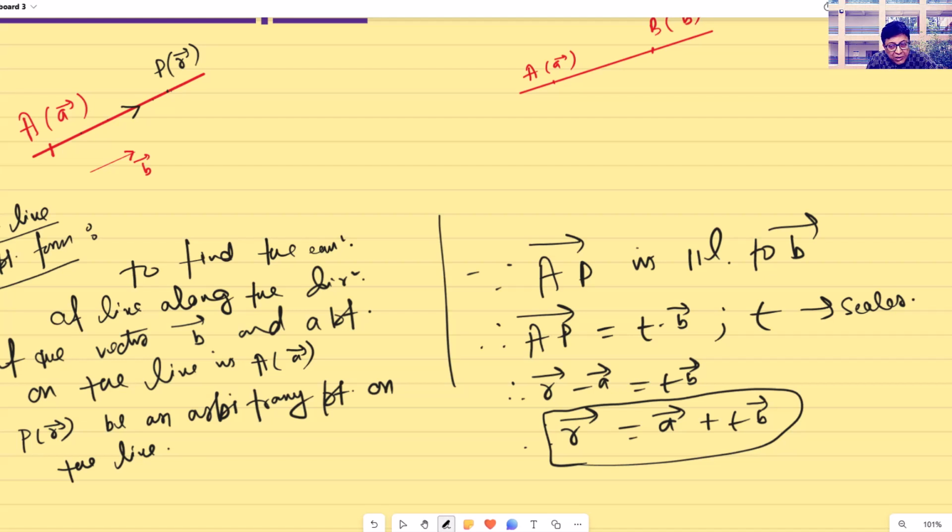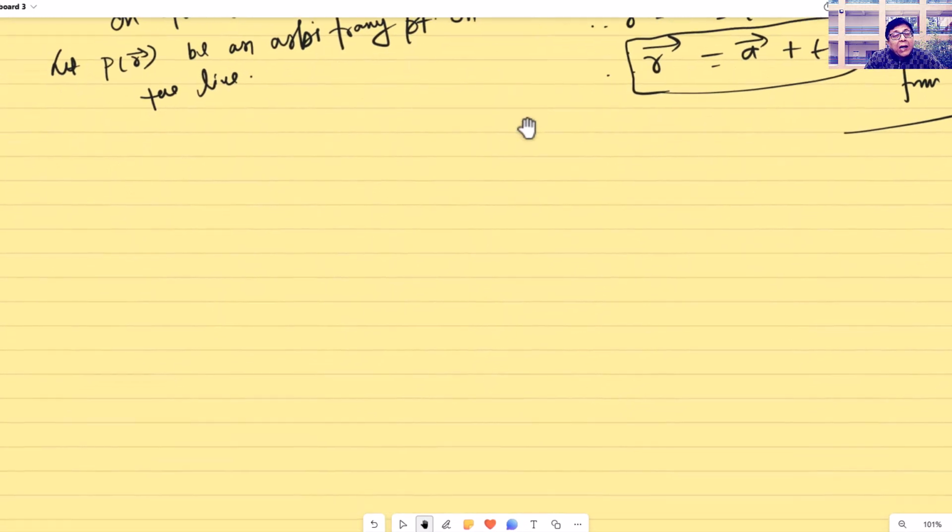Okay. So this form is known as the vector form. This is the vector form of a line, and that is in one point form. Now we will try to write the scalar form.